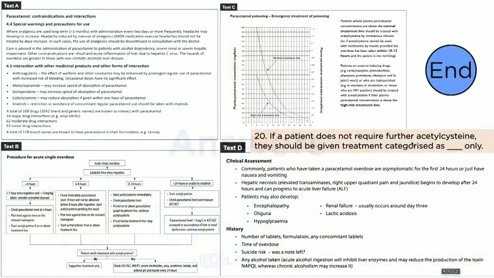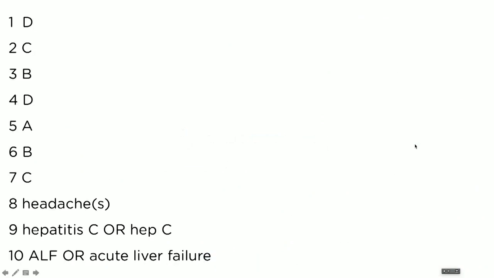All right, crunch time. Let's have a look at the answers, guys. Here we go. So, in which text can you find information about blah, blah, blah? Number 1, D. 2, C. 3, B, 4, D, 5, A, 6, B, 7, C. The first short answer question could have been headache or headaches, plural. Both would be accepted as correct. Number 9, hepatitis C or hep C.